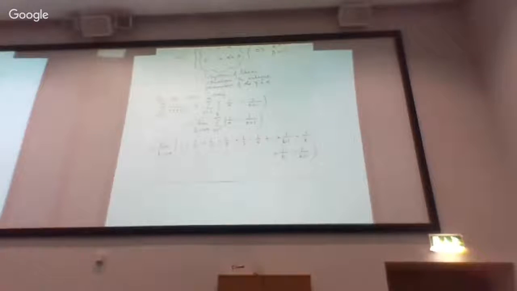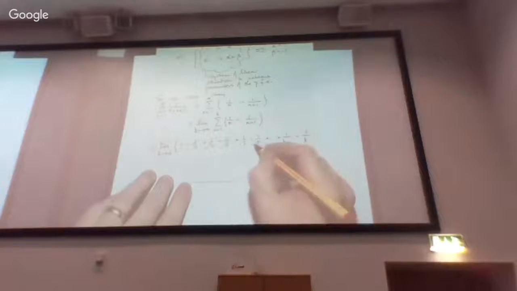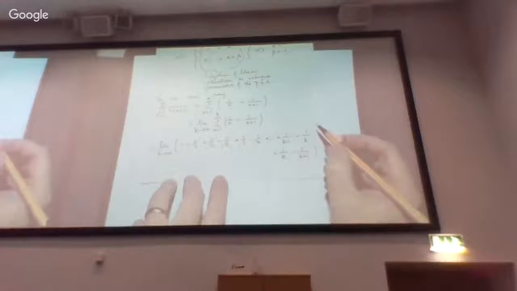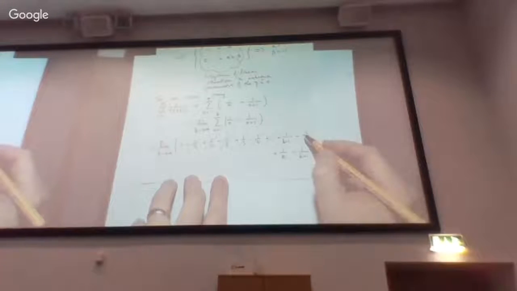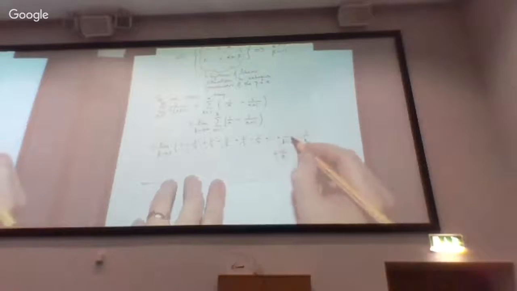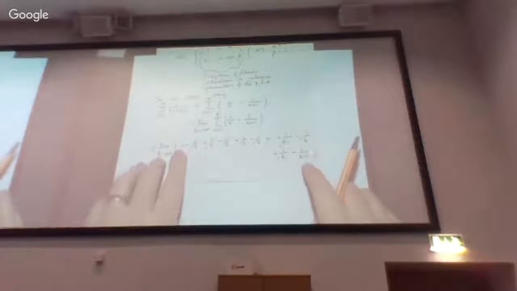So as you can see, most of those terms aren't going to survive, okay? Because minus a half cancels with plus a half, minus a third cancels with plus a third, minus a quarter will cancel with plus a quarter, which comes straight after it, and so on and so on. This minus 1 over k cancels with a plus 1 over k. This minus 1 over k cancels with the 1 over k minus 1 which came before it. So the only things that don't cancel are the first term and the very last.